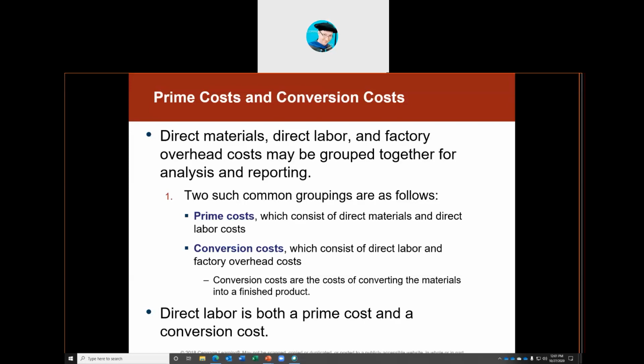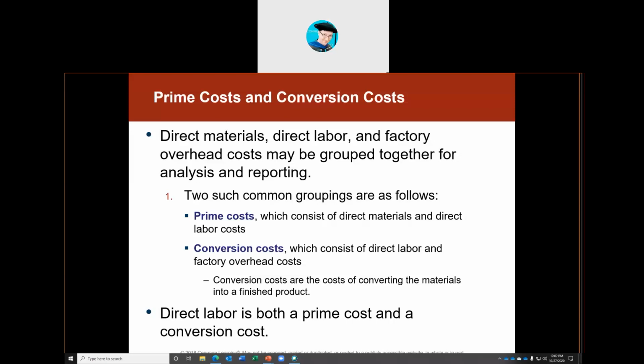Then we also have what we call conversion costs. Conversion costs consist of direct labor and factory overhead costs. When you hear the word conversion, think conversion. We convert costs. Conversion costs are costs of converting materials into a finished product. In the manufacturing process, we have direct materials, direct labor, factory overhead.